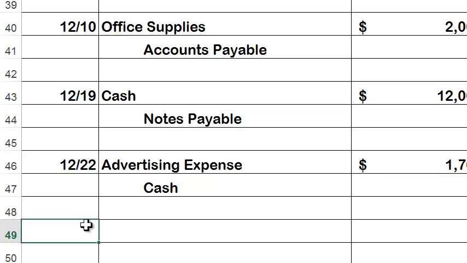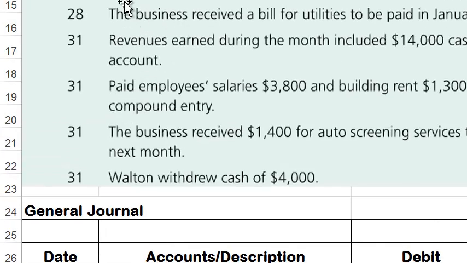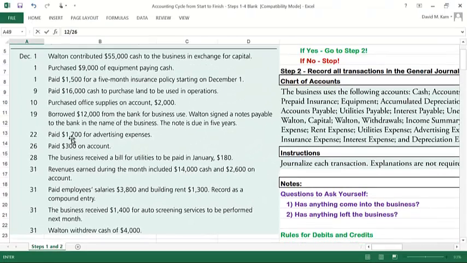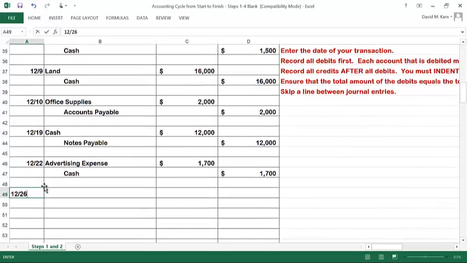Okay, on to the next one. In this case, that's the 26th. We paid $300 on account. Again, anytime we pay something, cash is going to be exiting the business, so we know we have to credit that, but what do we have to debit? When we pay on our account, it means that we're reducing the amount that we owe. Obviously, we've had several things that we bought on account. We had this here, and we also had notes payable. But because it tells us we paid on account, that means we're going to reduce the amount of our accounts payable. We do that by debiting it.